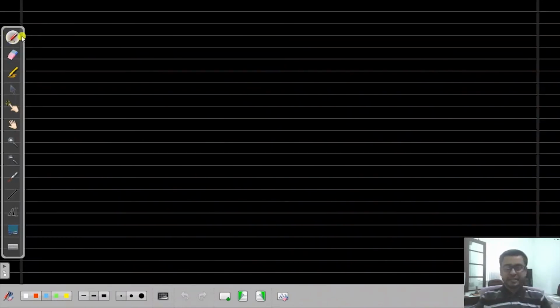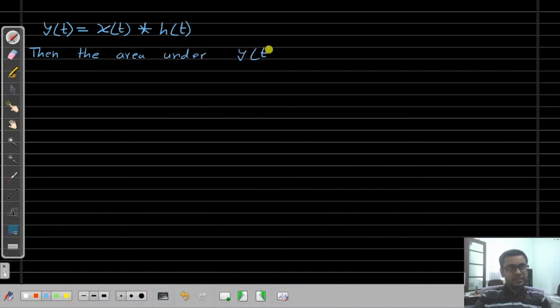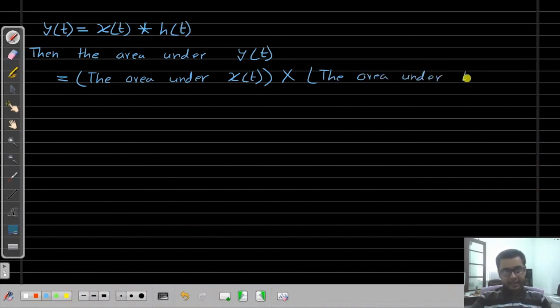Now another very interesting rule. Suppose y(t) is equal to x(t) star h(t), then the area under y(t) will be equal to the area under x multiplied by the area under h.